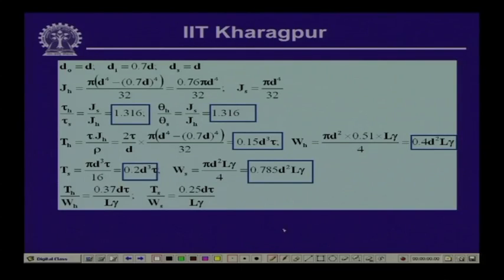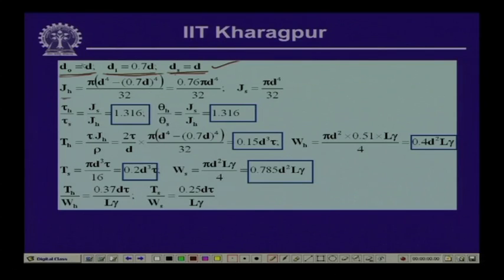Now, if we look into the calculations of this, the outer diameter for the hollow tube is given as d, the inner diameter is 0.7 times d. It is given in the form of radius and we are writing in the form of diameter. The solid diameter is also d, and suffix S stands for solid, suffix H stands for the hollow.